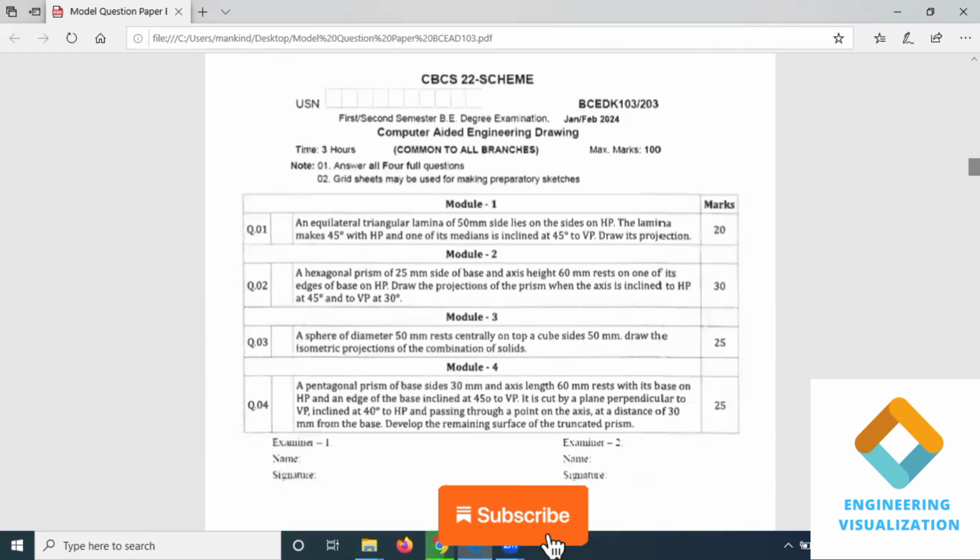So what is given in the question? A hexagonal prism, 25 mm side of base and axis 60, is resting on one of the edges of its base on the HP plane. Draw the projections of the prism when the axis is inclined to HP at 45 degrees and to VP at 30 degrees. That means the angles of inclination in this problem are given with respect to the axis for both the HP and VP planes. So it is a beta angle question, which means in this problem we need to find out the beta angle.